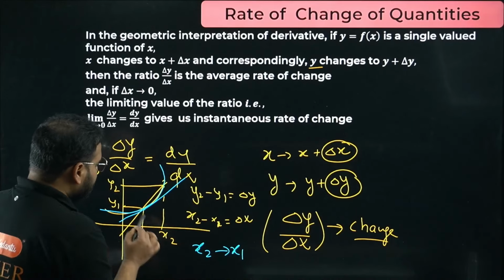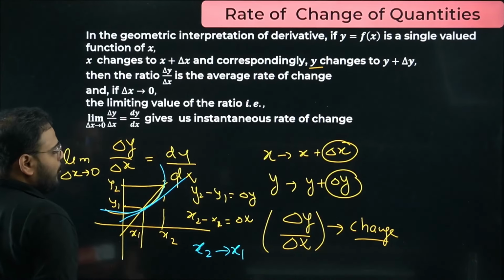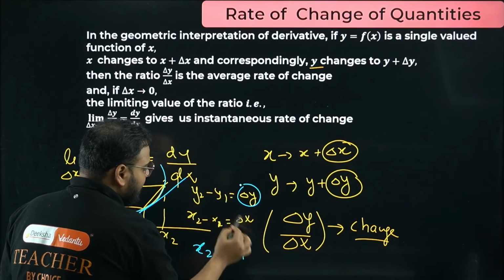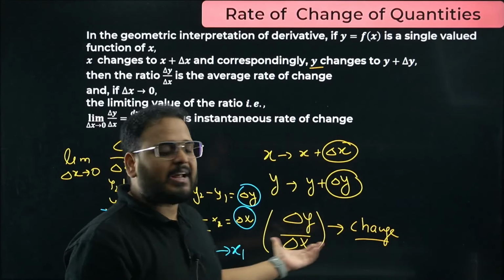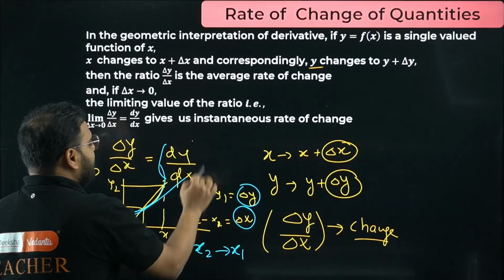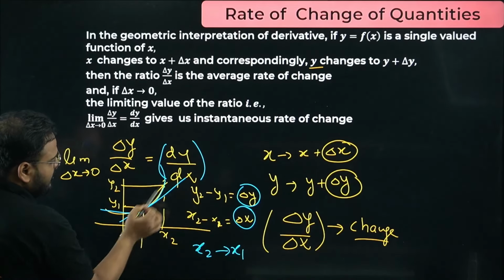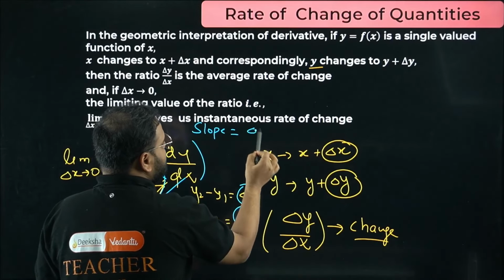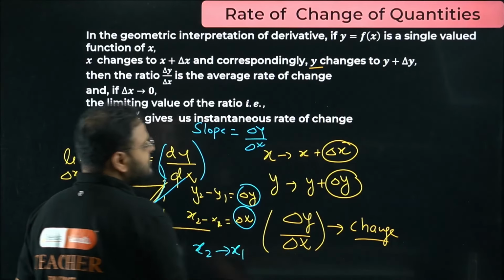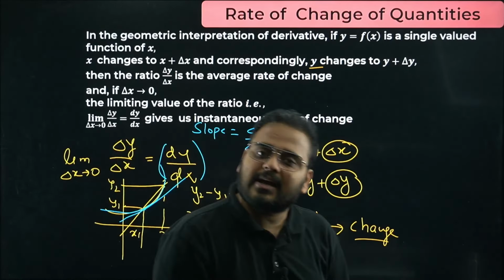Then simply we can call this change delta y by delta x to be dy by dx, right? That's the slope of a tangent. This is called dy by dx. It's slope only, right? I know it's messy, but it is very important to understand this. This is the formula of slope, delta y upon delta x.